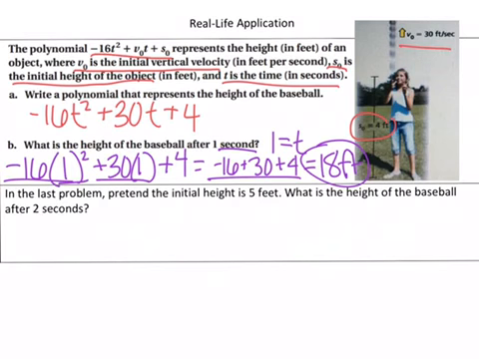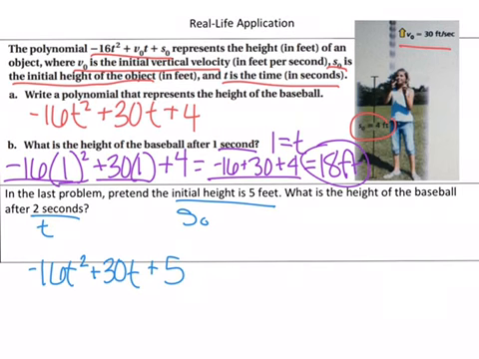Now we're going to kind of alter things a little bit. It says in the last problem, pretend the initial height is now 5 feet instead of 4. Now, what is the height after 2 seconds? So you're going to plug in that initial height for S0 and then 2 seconds for t. So first off, our entire polynomial is going to be negative 16t squared plus 30t because our velocity is the same. Now instead of plus 4, we're going to have plus 5. So that's what we're doing. Now we're going to plug in 2 for t. So it's negative 16 times 2 squared plus 30 times 2 plus 5.